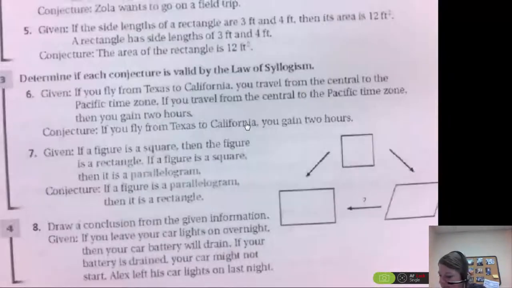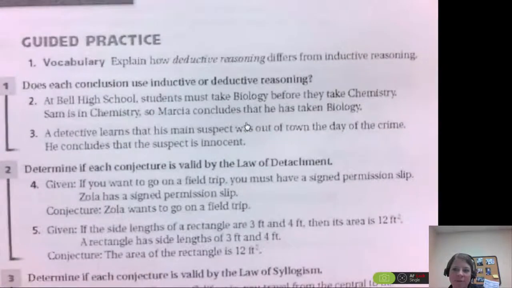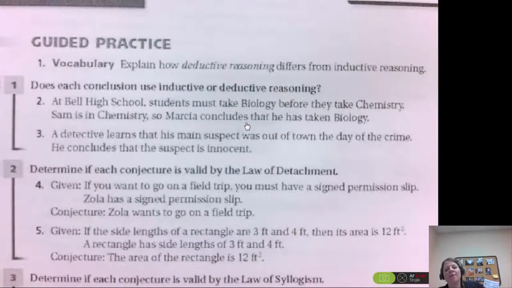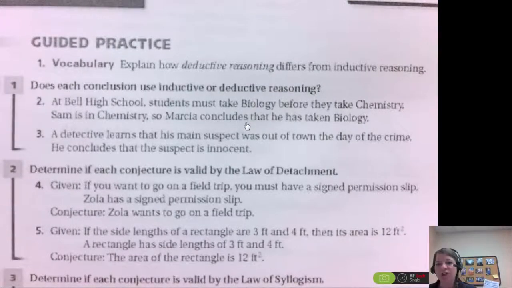So let's look at a couple examples. These are just from the bookwork. The first section at the top, number one, asks how deductive and inductive reasoning differ from each other. Well, we just explained that. Deductive takes facts and comes up with a conclusion. Inductive takes a pattern and comes up with a conclusion. Does each conclusion use inductive or deductive reasoning? Let's look at these two examples.